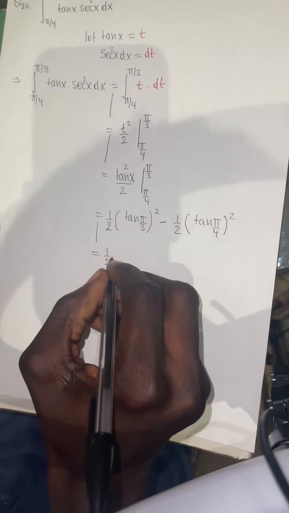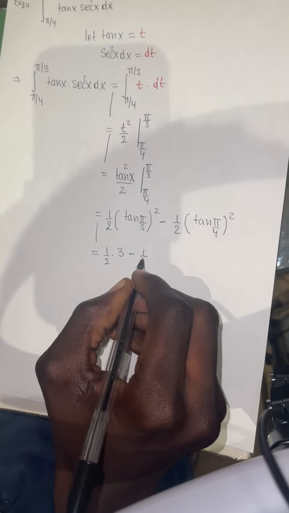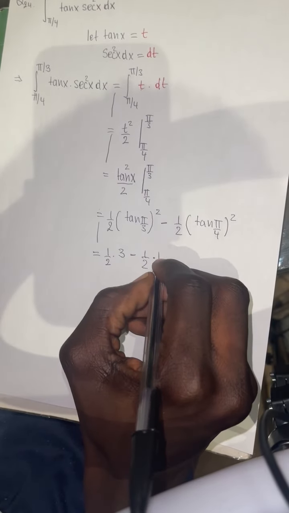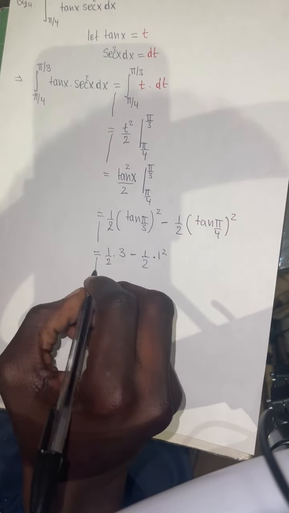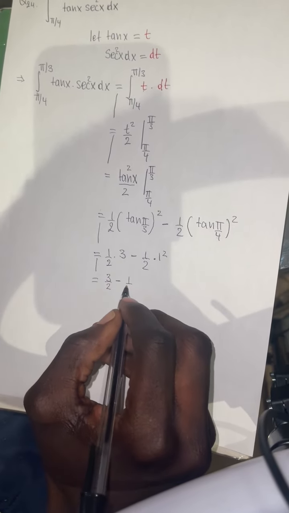So if we take tan, we put our calculator in radians, and then we say pi over 3. The answer we're only going to find is square root of 3. And then we square it, so we're just going to have 3. So we're going to have 1 over 2 times 3, so this is only 3, minus 1 over 2. What is this? That is only 1, so we're going to have 1 squared. Therefore, we're going to have 3 over 2 minus 1 over 2.